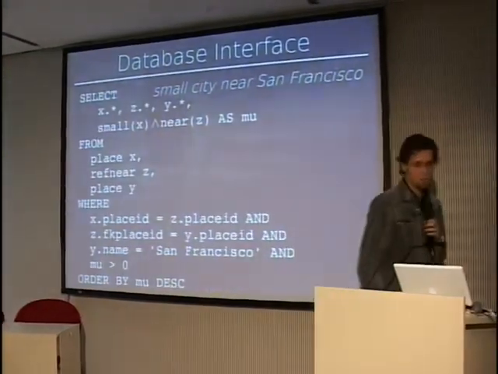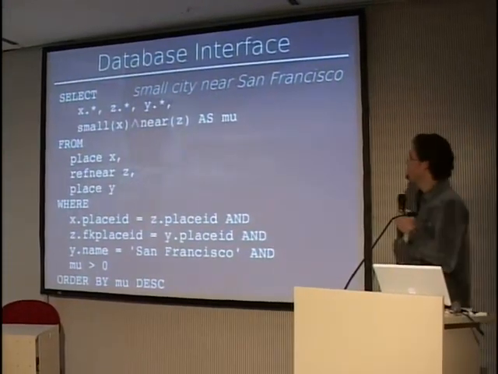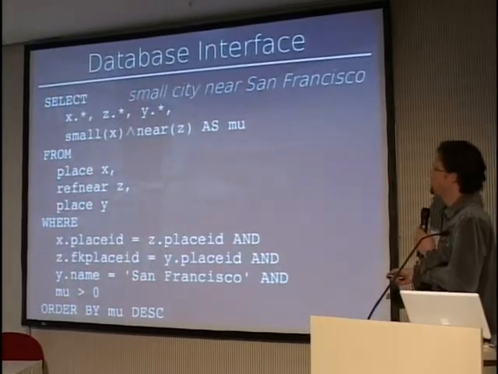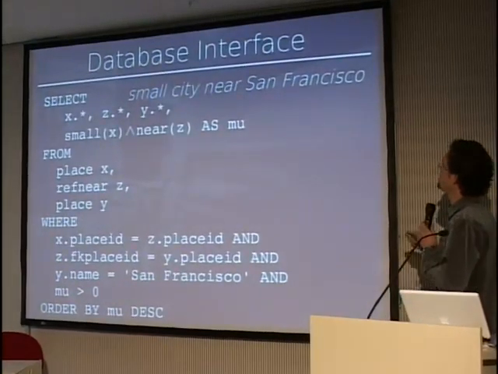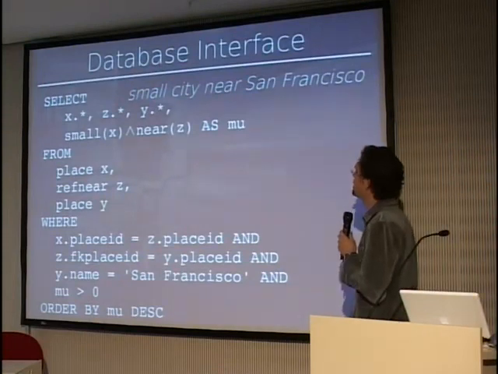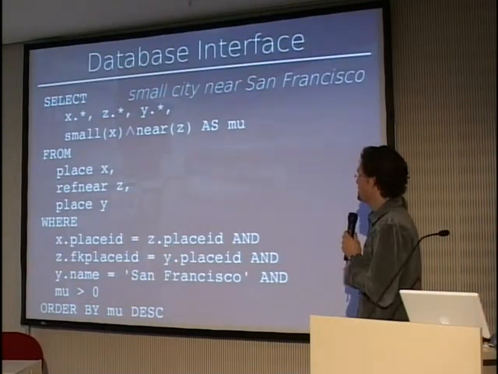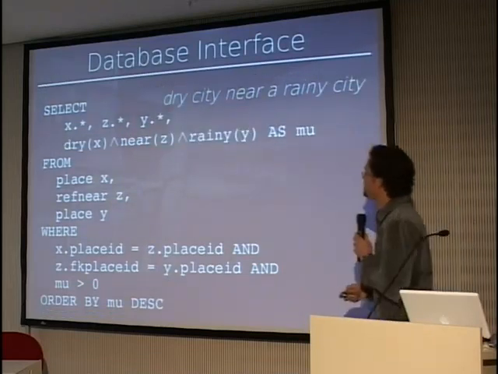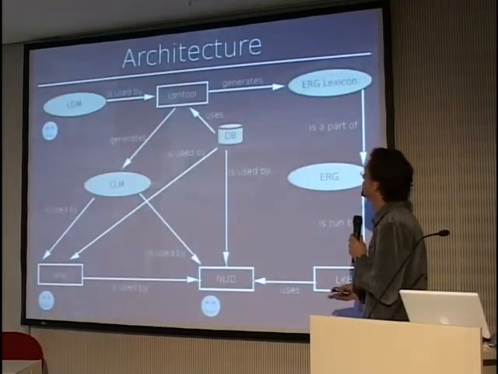And then similarly, you can have an expression involving multiple cities. So in that case, we have a city X, a city Y. X is a small city, Y is San Francisco, and X is near Y. So that also translates into an SQL statement, and I'll tell you about the details of how this mapping is done later.